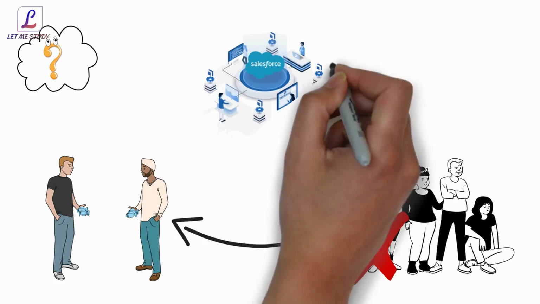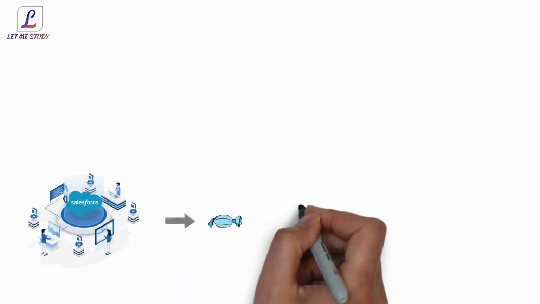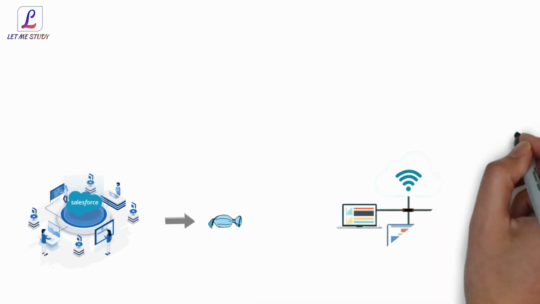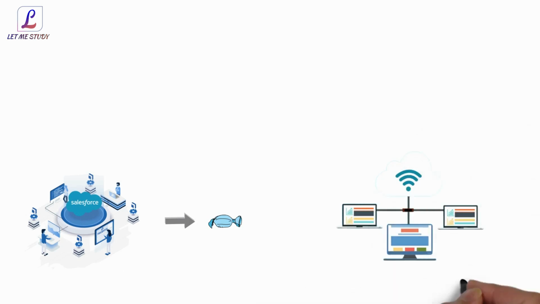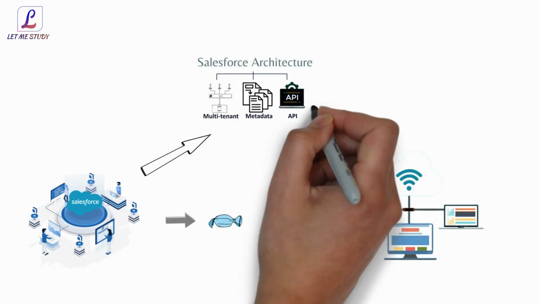Same applies with Salesforce. In Salesforce there is one server, which is shared with different organizations. These chocolates are nothing but Salesforce organizations. Let me remind you, there can be tens of thousands of organizations on a single server, and this distribution of shared chocolates is the multi-tenancy architecture.